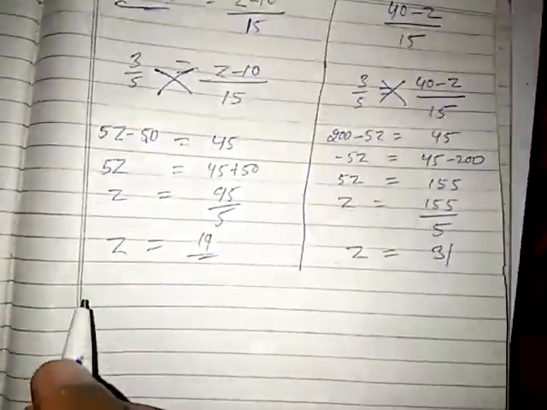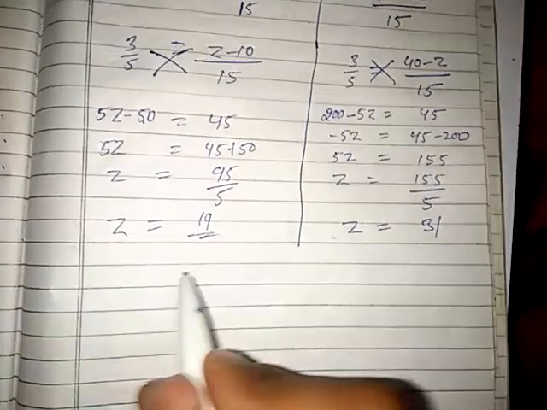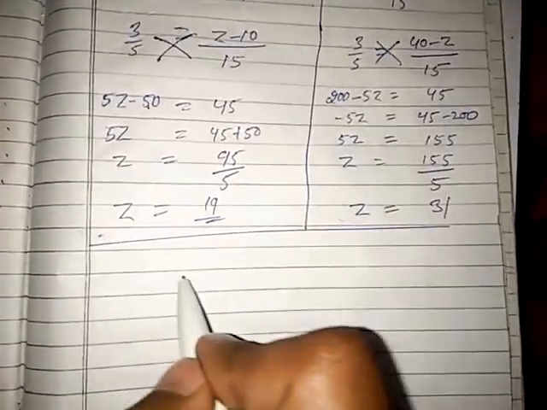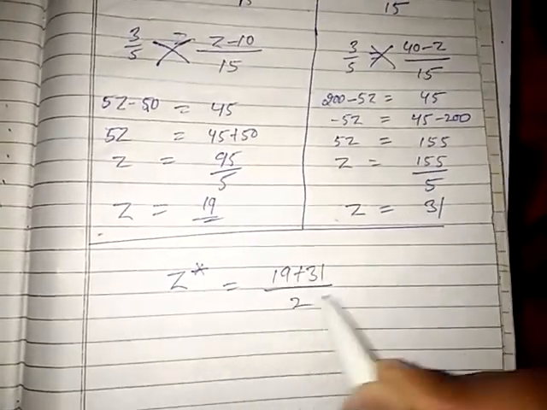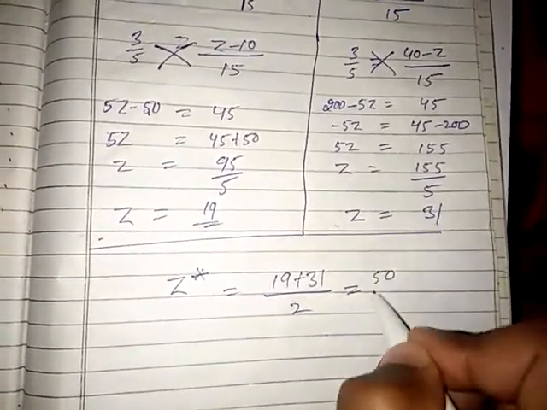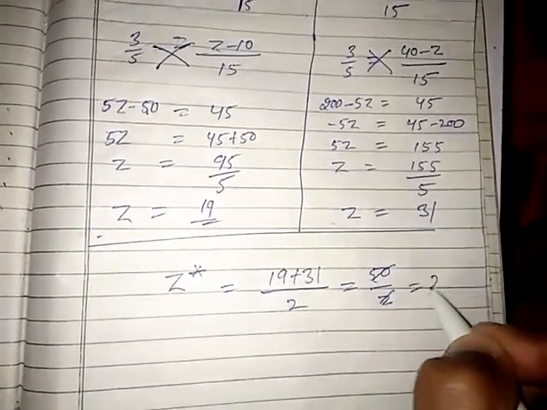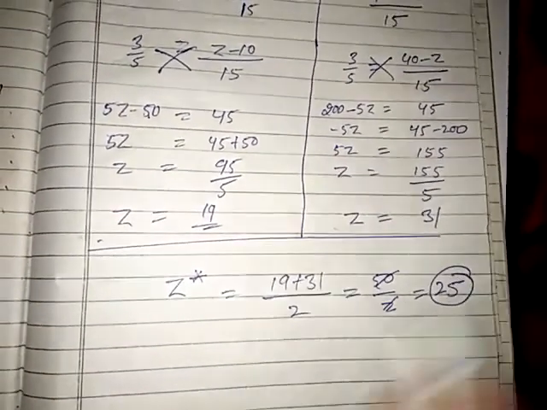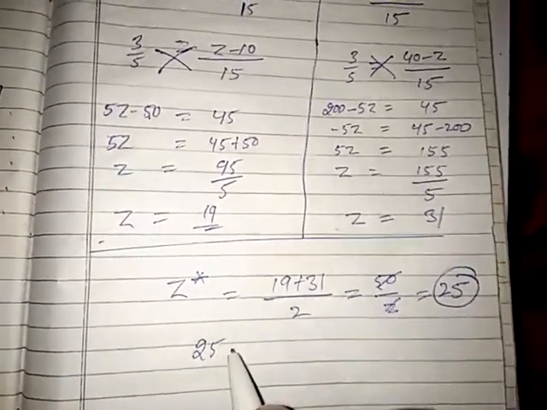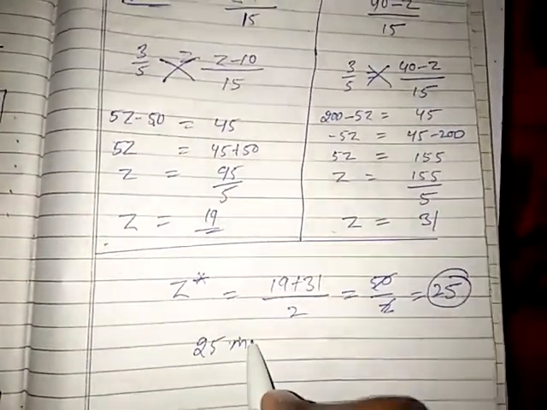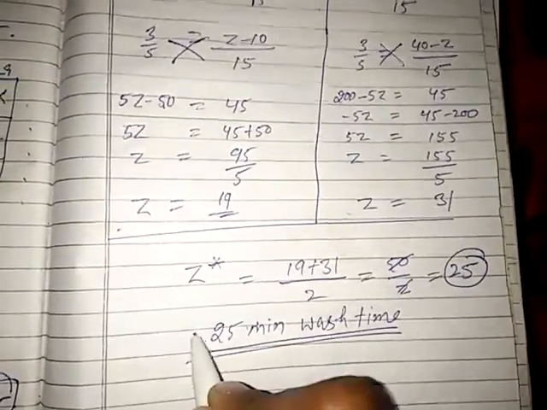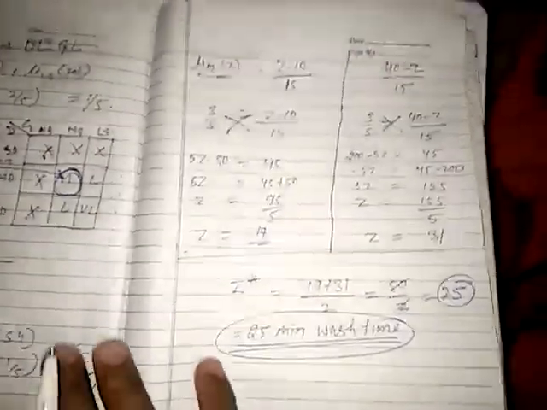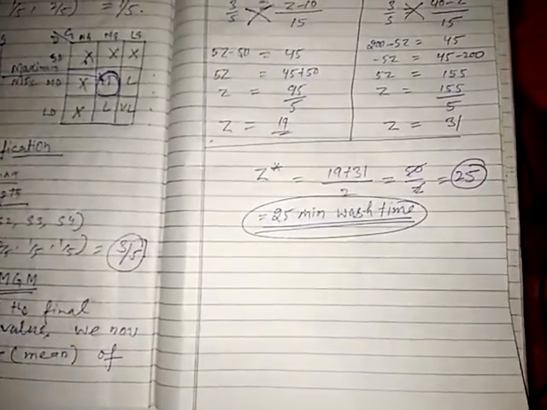Here is the 31. Now we find the average of these, that is z star equal to (19 plus 31) divided by 2, that is 50 divided by 2, equal to 25. That is, 25 minutes of wash time is required.